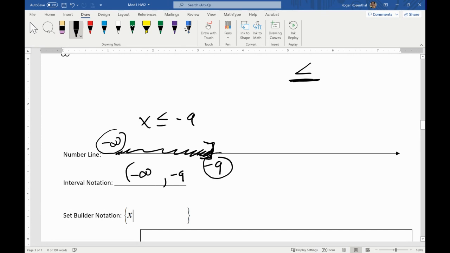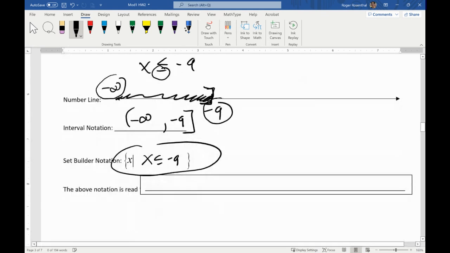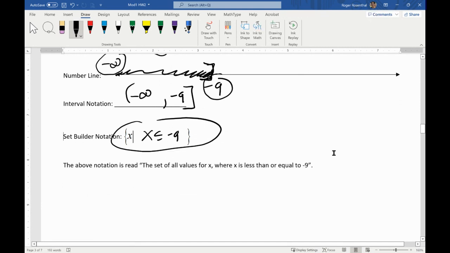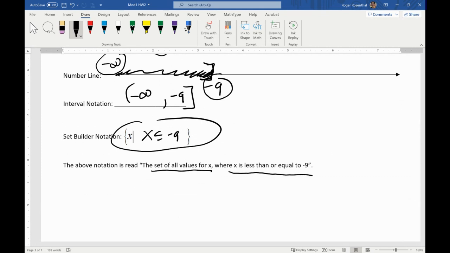The infinity always gets parentheses, like I said earlier. And because of the equals part of this, we get a bracket, not a parentheses. And the set builder notation way to write this is to put in x is less than or equal to negative 9 inside that little set. And again, if you want to see how that's read, it's telling you it's the set of all values for x where x is less than or equal to negative 9.